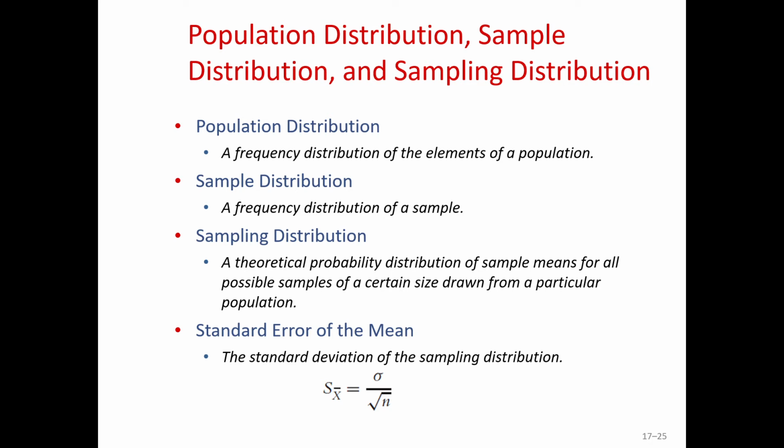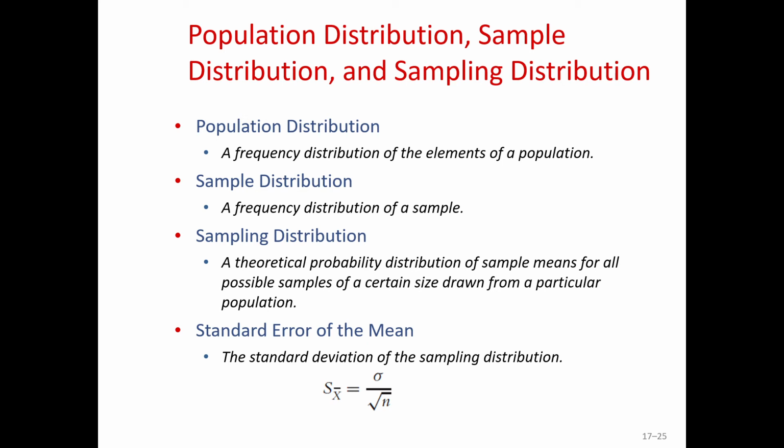A frequency distribution of the population elements is called a population distribution. The mean and standard deviation of the population distribution are represented by the Greek letters mu and sigma. The frequency distribution of a sample is called a sample distribution. The sample mean is designated x bar, and the sample standard deviation is designated s.